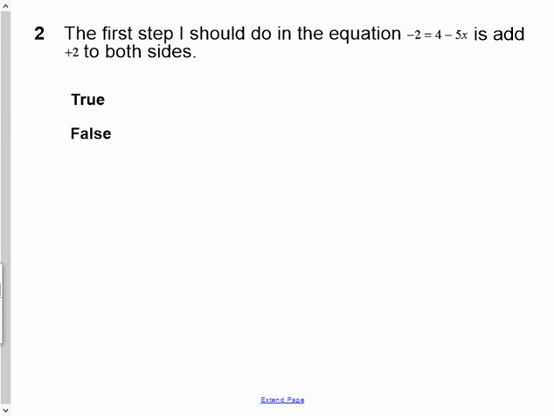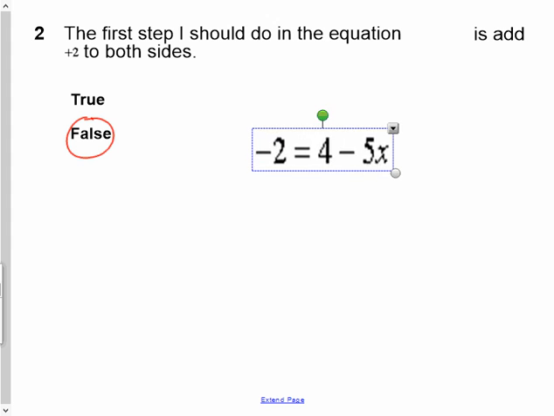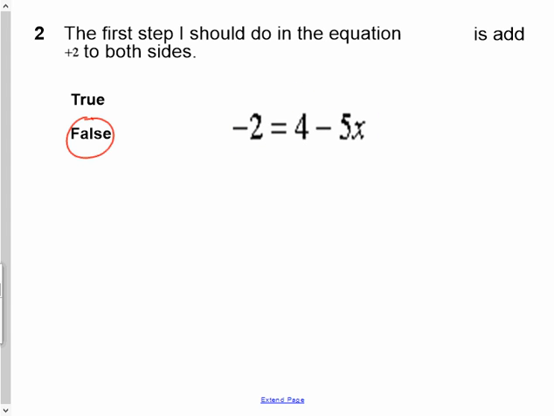In the second question, it says the first step I should do in the equation -2 equals 4 minus 5x is add 2 to both sides. The answer for this is false. When you look at this equation, and I'll bring it down here, your constant and your coefficient are always on the same side as the variable. So this is your constant. It's your plus minus value with integer chips. It's a positive 4. This is your coefficient.